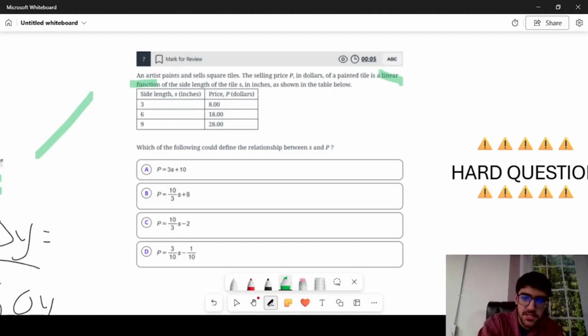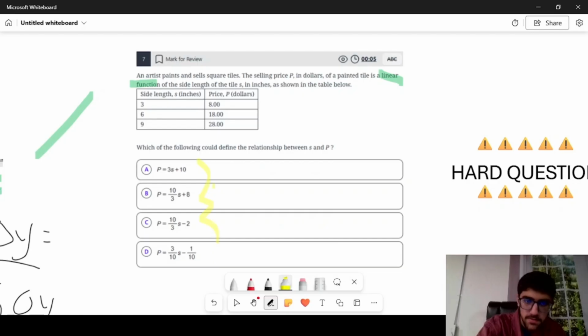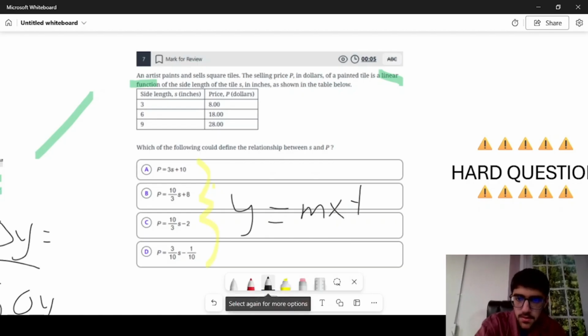Which of the following could define the relationship between S and P? So all of these are in the form y equals mx plus b. So the most straightforward way to solve for this would be, there's actually 2 ways to solve this. I'm going to show you how to solve it with Desmos with the skill called linear regression. But the first way to do it by hand is y equals mx plus b. So just solve for the slope, solve for the y-intercept.